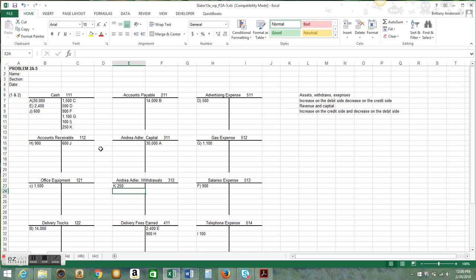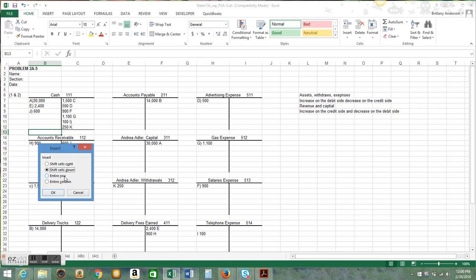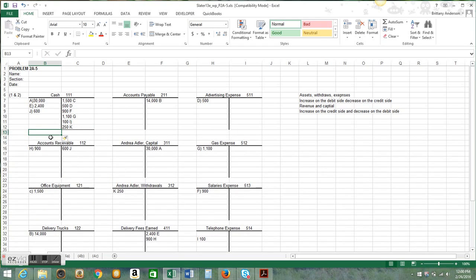So I'm just going to single line these and put my balance. I'm going to have to insert a row. Okay. So my debits add up to $33,000. My credits add up to $4,250. I'm going to subtract my total credits from my total debits, and I have a balance of $28,750 on the debit side. So we would run through all of these and calculate my balance.